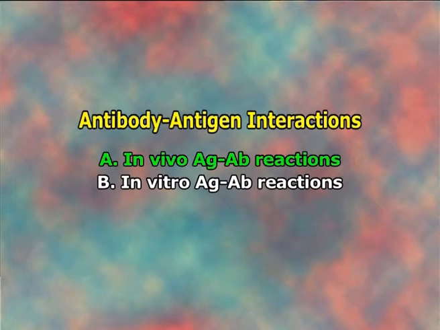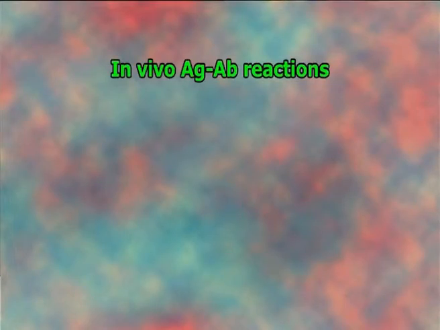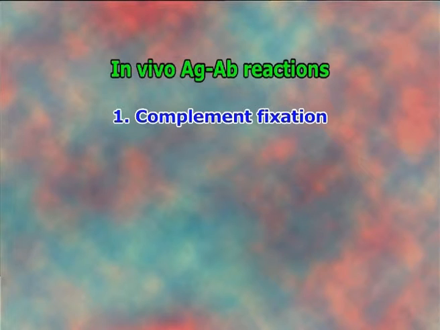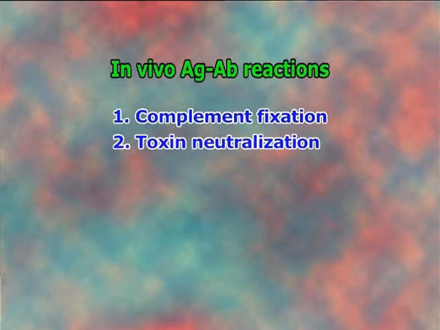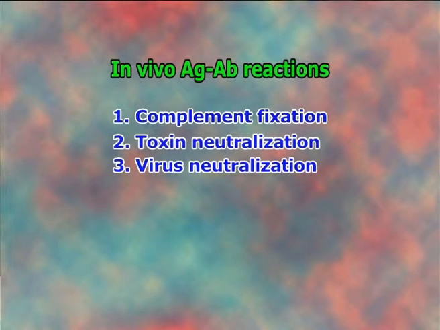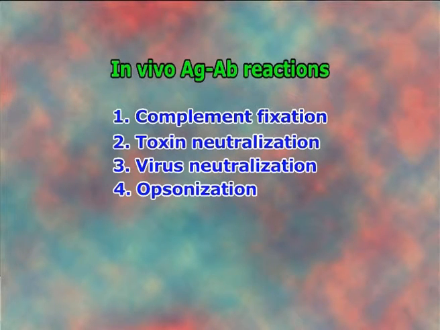In vivo antigen-antibody reactions. These reactions refer to the antigen-antibody reactions occurring inside the host. In the body, they form the basis of antibody-mediated immunity in infectious diseases or of tissue injury in some types of hypersensitivity and autoimmune diseases. The following are the in vivo interactions. First, complement fixation. Second, toxin neutralization. Third, virus neutralization and fourth, opsonization.